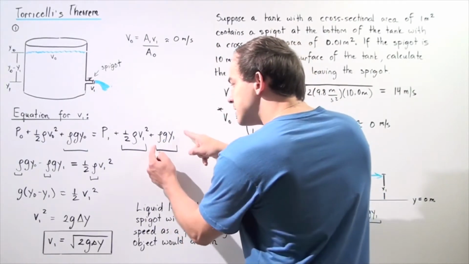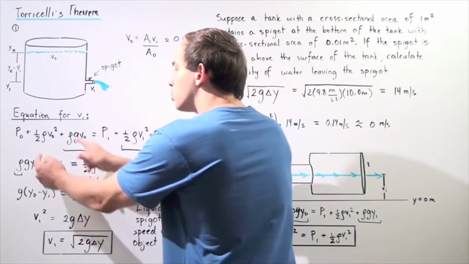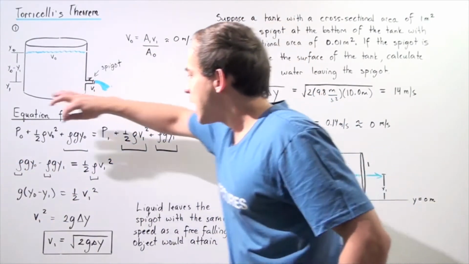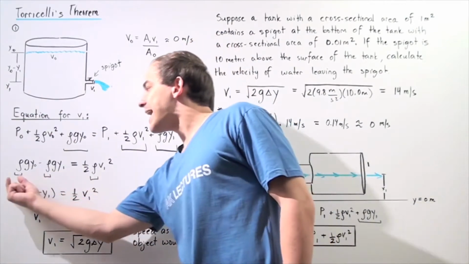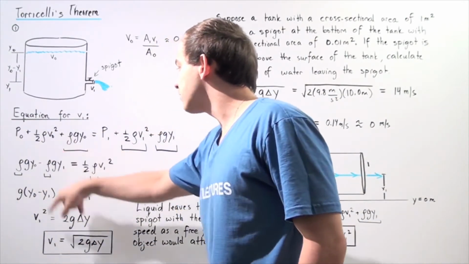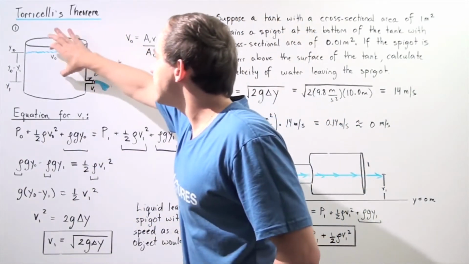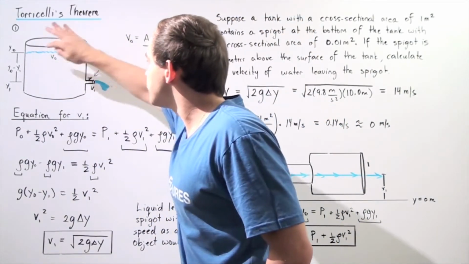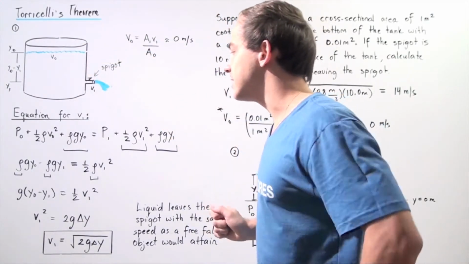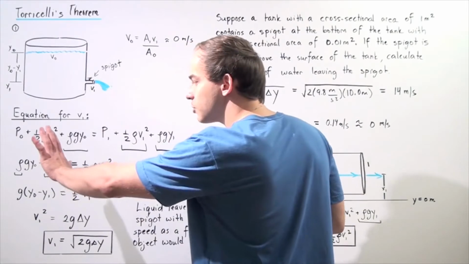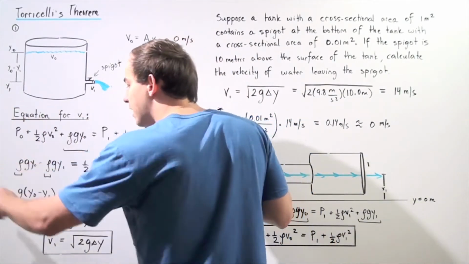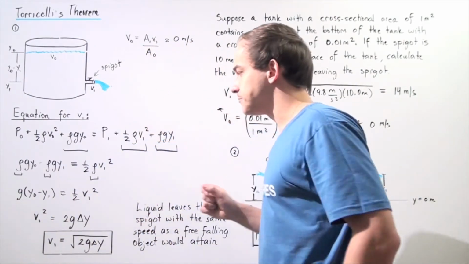So let's take this term from the right side and bring it to the left side, and we get the following result. Now notice every single term has a density value. So that means we can cancel out the density values because the density of the fluid at the surface as well as at this point in the spigot are assumed to be constant. And notice on the left side of the equation we have a g on each term. So we can bring that g out and we get the following result.